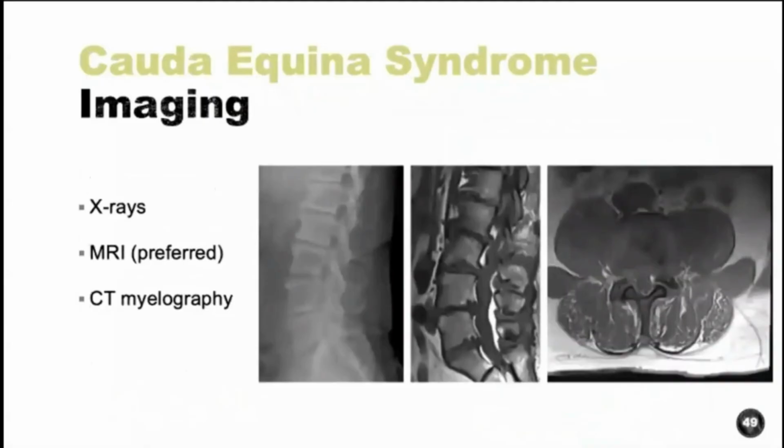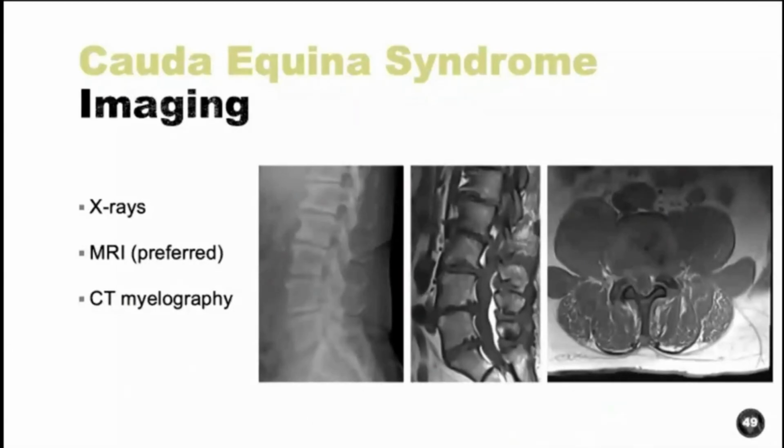So imaging, we always start with x-rays and get AP and lateral x-rays of the lumbar spine. And these may show if you have a burst fracture or an infection, for example, destruction of the bones like osteodiscitis, but it won't show any soft tissue pathology, and it won't show any evidence of canal compromise. So again, understand what x-rays are likely to show, but also the limitations of this test.